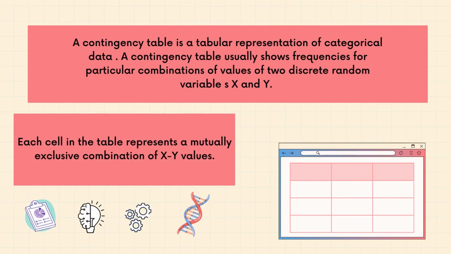A contingency table is a tabular representation of categorical data. A contingency table usually shows frequencies for particular combinations of values of two discrete random variables, x and y. Each cell in the table represents a mutually exclusive combination of x, y values.